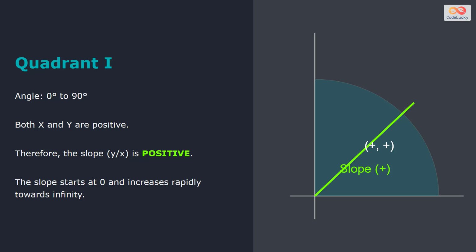Let us look at the first quadrant, from 0 to 90 degrees. Here, both x and y coordinates are positive. Since a positive number divided by a positive number is positive, the slope is positive. It starts at 0 and gets steeper and steeper as we move up.